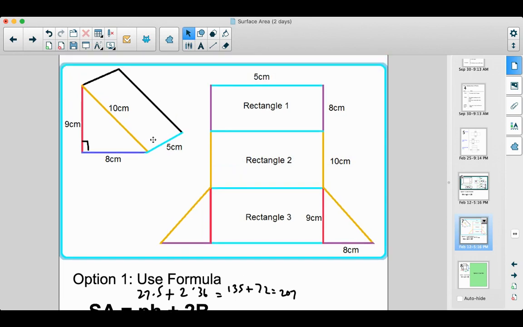So if I unfold this into a net, we got this rectangle here, which is 8 by 5, right here. I multiply and get 40 for the area there. Okay. This one here is 10 by 5, which is rectangle 2. 10 times 5 is 50. Okay, rectangle 3 is on the back. Here it's 9 by 5. Okay, so 9 by 5 is 45.